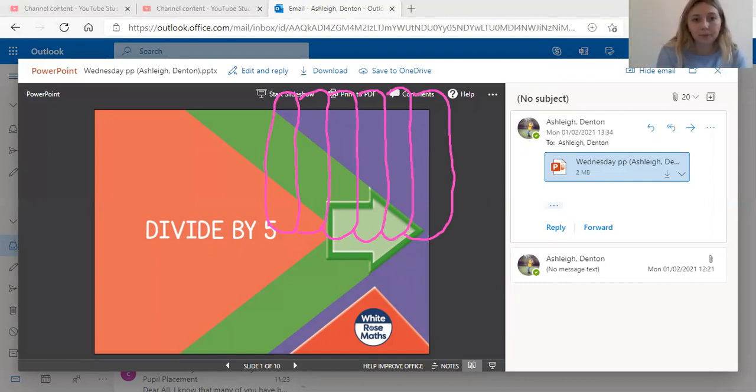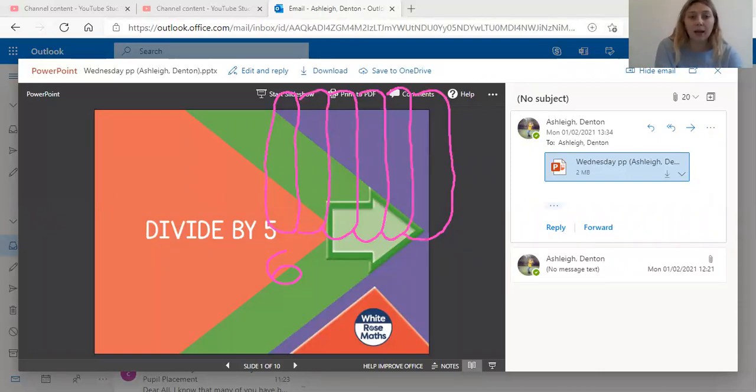We have 1, 2, 3, 4, 5, 6. So I can write here 6 times 5, which is the same as saying 6 groups times the 5 in each group is, now I could spend a lot of time going through and counting each individual red dot. However, I know you all at home know your 5 times table, so let's count together. 5, 10, 15, 20, 25, 30.